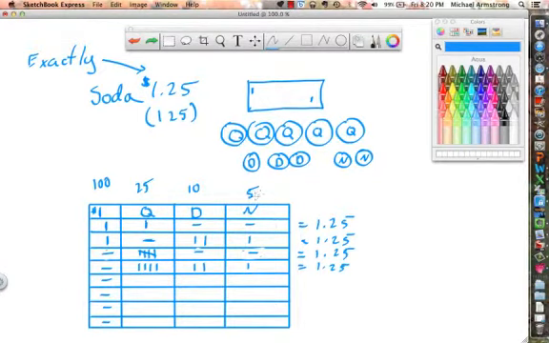Is there any way I could do it with, no. So there's only 1, 2, 3, 4 ways. There are 4 total ways using $1, 5 quarters, 3 dimes, and 2 nickels to buy a soda with exactly $1.25. That's saying getting no change back, having an exact amount.